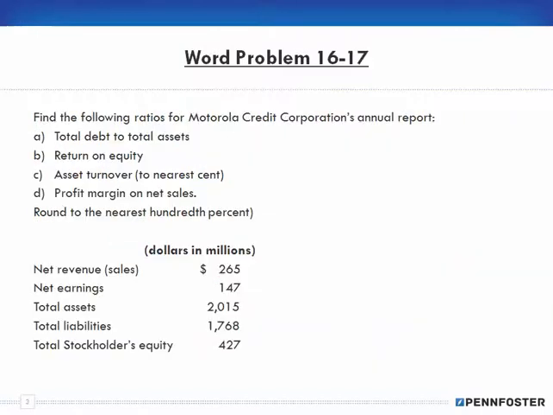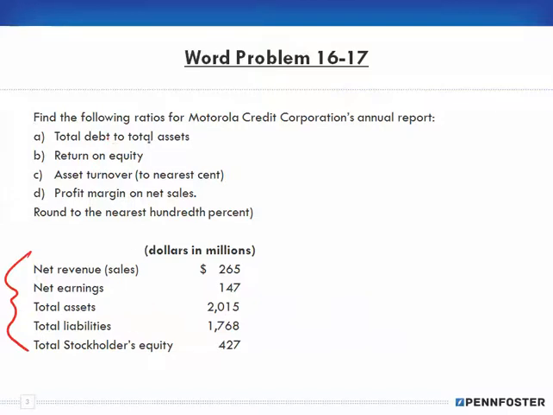Okay, next problem, 16-17. It says find the following ratios for Motorola Credit Corp's annual report: total debt to total assets, return on equity, asset turnover, and profit margin on net sales, rounded to the nearest 100%. This is the data, and we'll use that in order to figure out all of the different ratios.